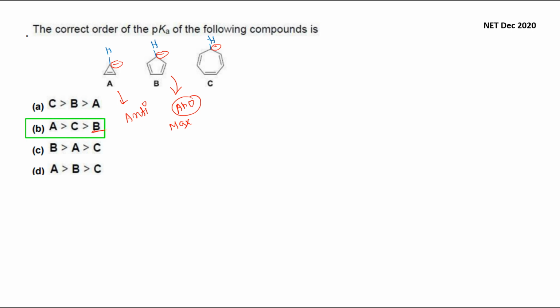And why A is greater than C? That is why C is more acidic than A. It is because it is non-aromatic, and non-aromatic species are comparatively more stable than anti-aromatic. Anti is maximum unstable, then non, then aromatic. Okay, so this is the correct answer.